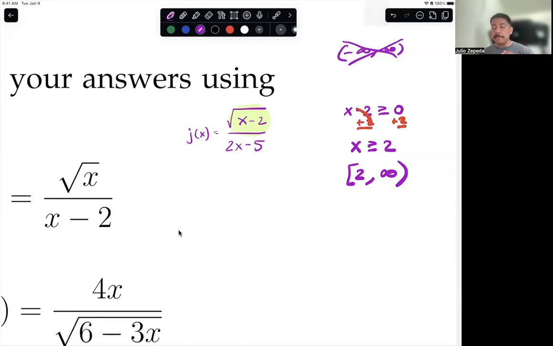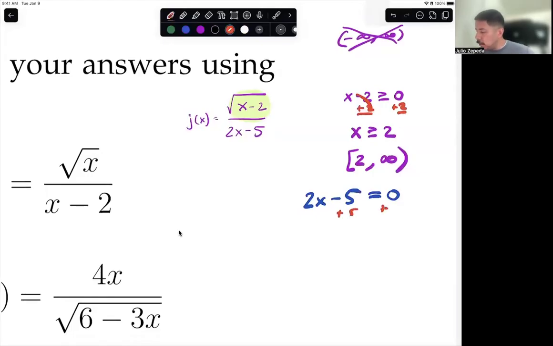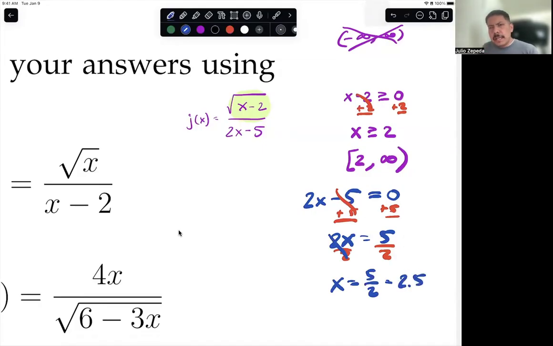But there's also a denominator. Let me switch colors here. We know that the denominator, 2x minus 5, cannot be equal to 0 because we can't divide by 0. So let me set it equal to 0 and figure out which x value would cause that. We add 5 to both sides, so 2x is equal to 5. Divide by 2 on both sides, and so x is equal to 5 halves, which is the same as 2.5. So 2.5 is going to make the denominator 0, so we need to exclude it from the domain. It is inside of this set here, so let's go ahead and kick it out.